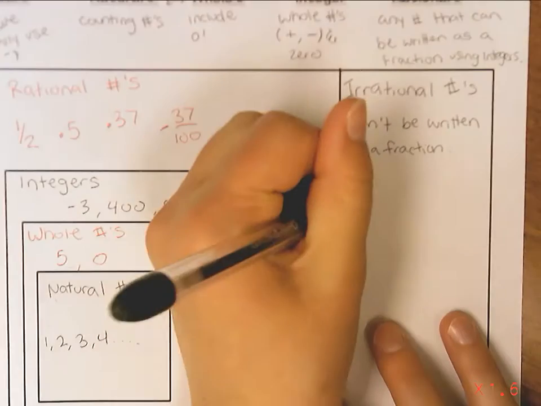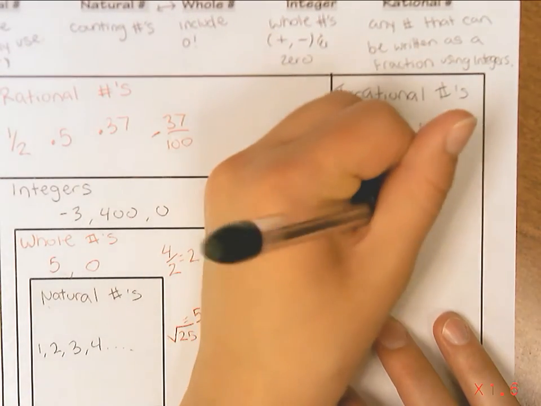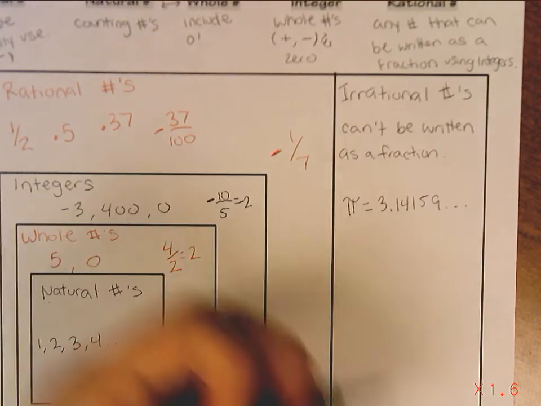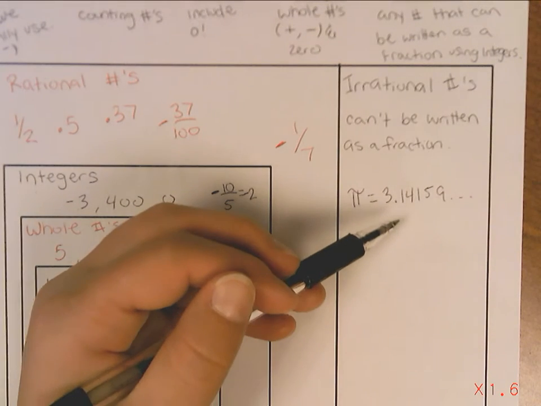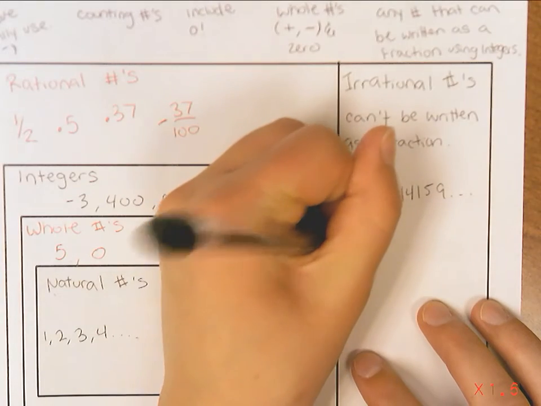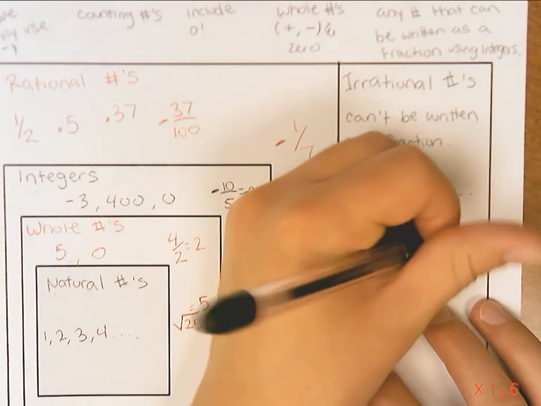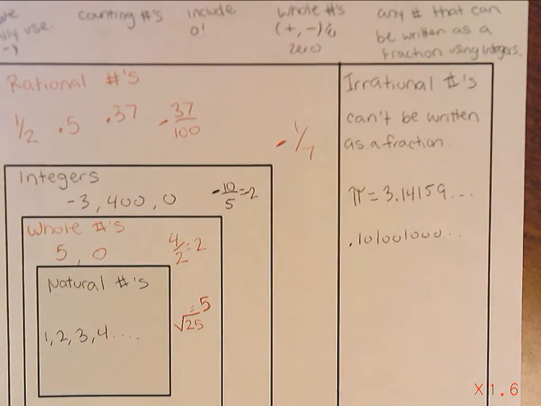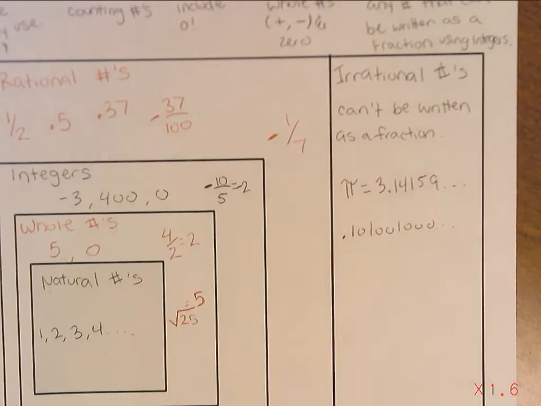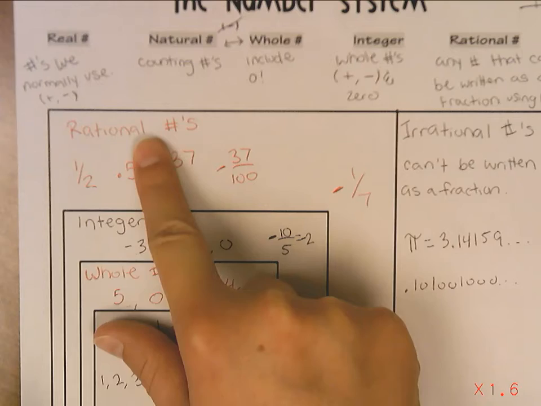An example of this one would be pi. Pi is 3.14159 forever. Okay? And it's not repeating. So you can't write this as a fraction because it never ends. Another example might be if you had 0.1010001000 dot dot dot. It just kept continuing. Because it's not repeating itself, and because it goes on forever, you cannot write it as a fraction, in which case it would be an irrational instead of a rational number.